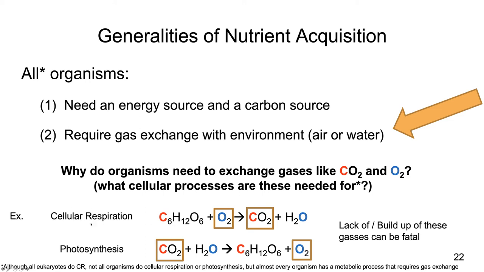Okay, so these are just two examples of the types of gases and the types of reactions that many organisms have to do. There are organisms that don't do cellular respiration or don't do photosynthesis. Some prokaryotic organisms, for example, don't do these processes, but they will still have gases that they need to acquire from the environment to do whatever metabolic reaction it is that they do. And in any case, lack of or buildup of the gases that are either required for this reaction or build up as a byproduct of these reactions can be fatal for these organisms. So they need to be able to exchange them with the environment.